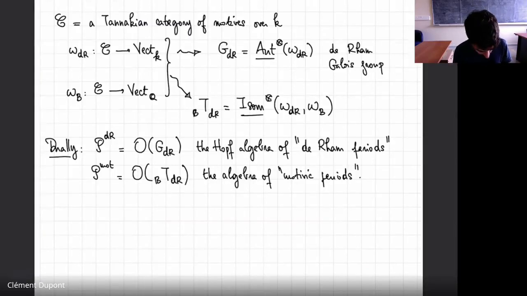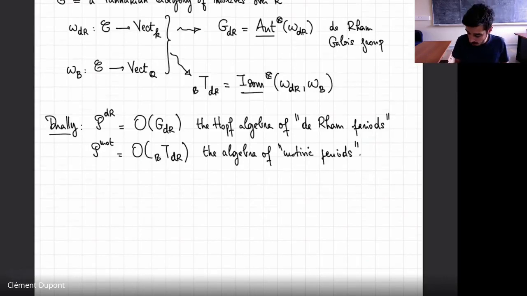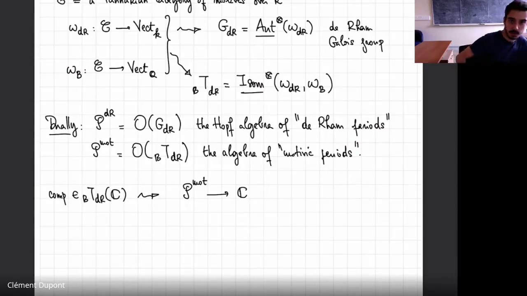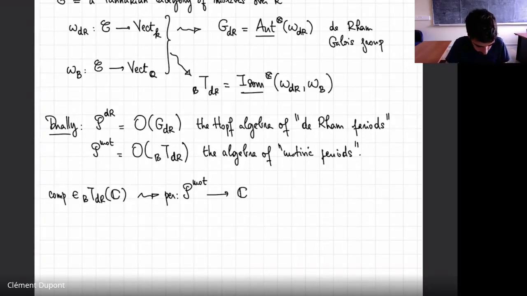All right, so you have de Rham periods on the one hand and motivic periods on the other hand. It's just names right now, but concretely, this torsor has a distinguished point, which is the usual natural comparison isomorphism that we've been playing with for the last hour. So this comparison isomorphism is a complex point of this torsor. So this means that it's a map from P-mot to C. It's an algebra morphism from the algebra of motivic periods to the complex numbers. That's usually called a period morphism. And the images of motivic periods through this period map are literally just periods, the usual periods.